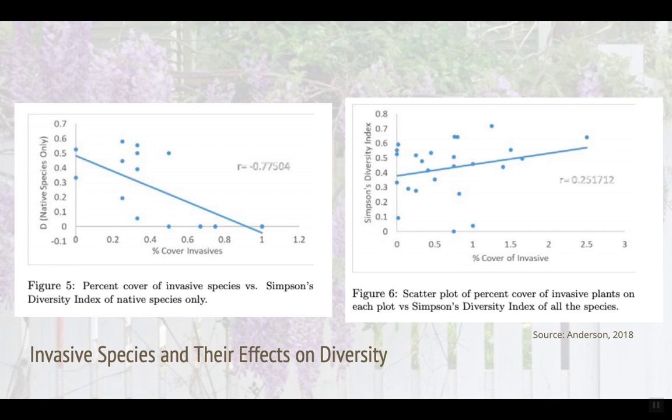This data supports the notion that native species are driven out by invasive species, because the overall increase in genetic diversity observed in Figure 6 is due to the diverse population of many invasive species and not because of an increase in diversity among native flora.